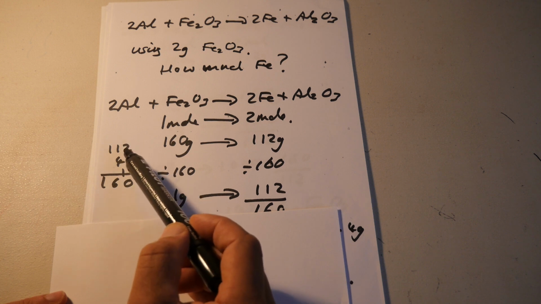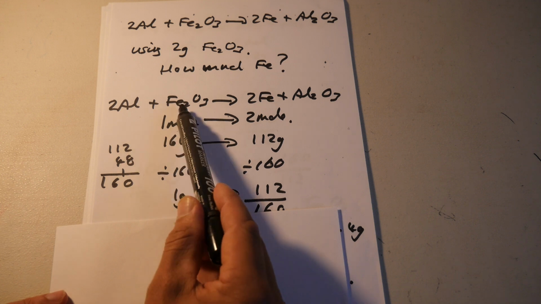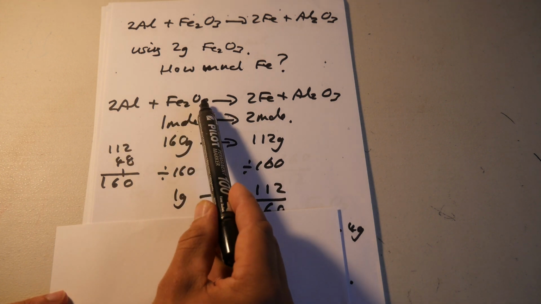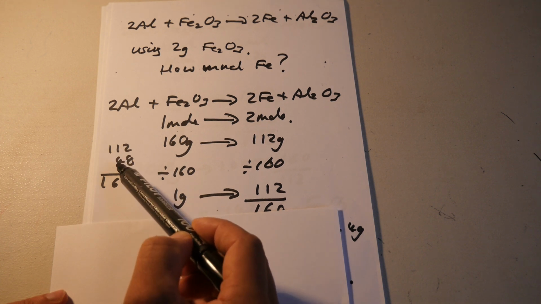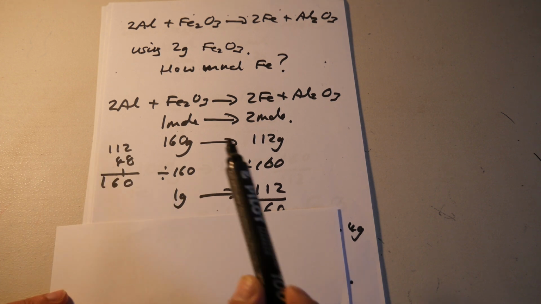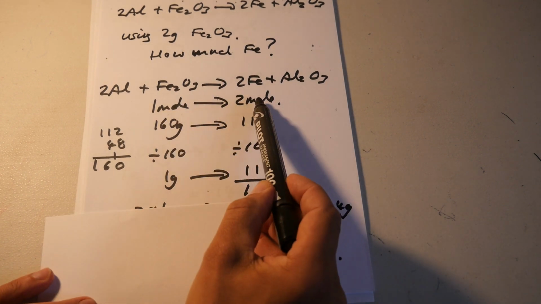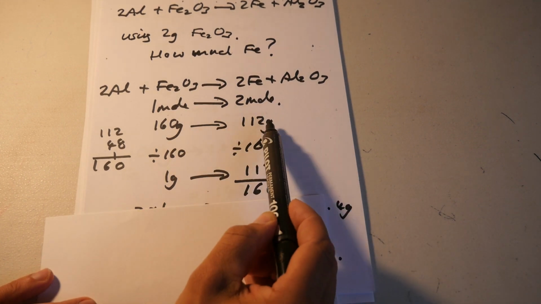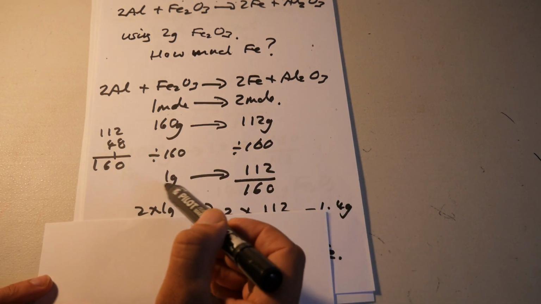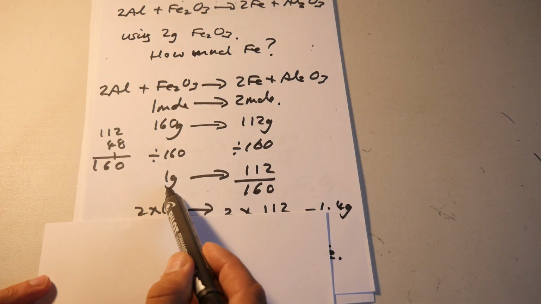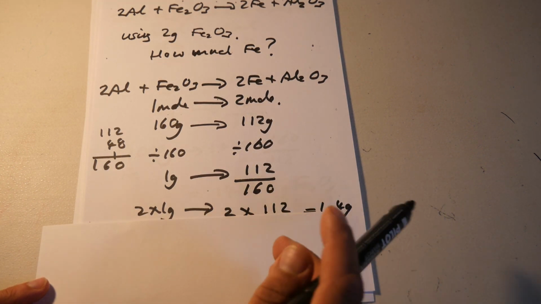Iron is 56 grams, so there's 2 of them, 112, and oxygen, 3 times oxygen is 48, adds up to 160, okay? So 1 mole leads to 2 moles of that, 160 grams leads to 112 grams of this, so divide both sides by 160. 1 gram of iron oxide leads to 112 divided by 160, okay?